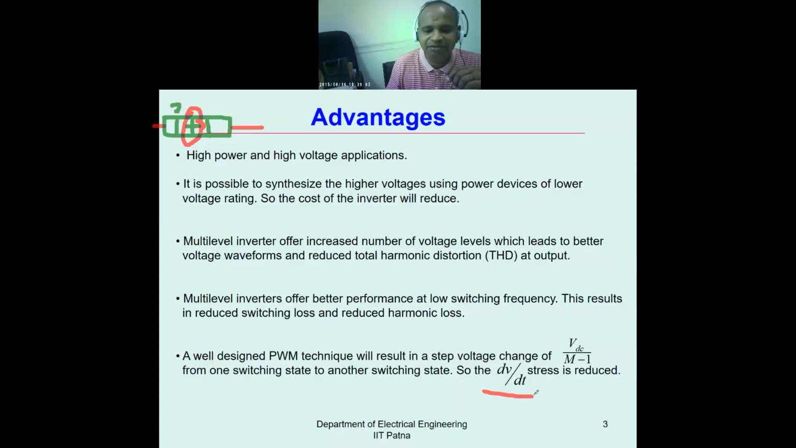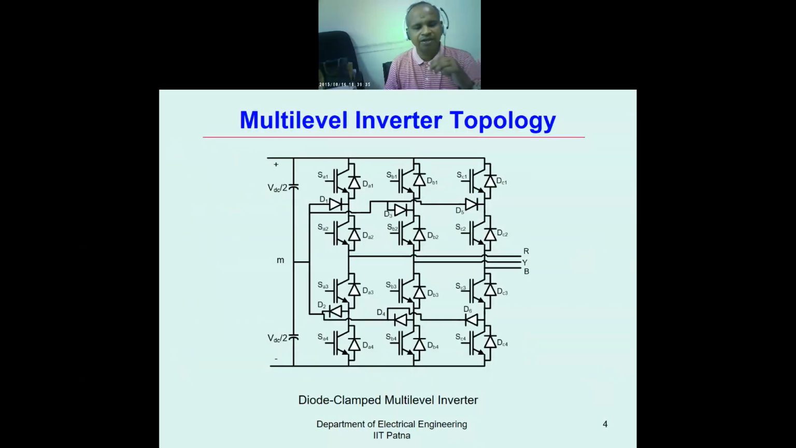That is why this dV by dt protection is a big literature, a big study. If you just go to IEEE Transactions and search dV by dt protection, you will find millions of circuits people have developed for this, because it is very important for protecting the switches as well as for increasing the reliability of the system. Okay, that is why these are the few advantages. And we will see the diode clamp 3-level inverter.